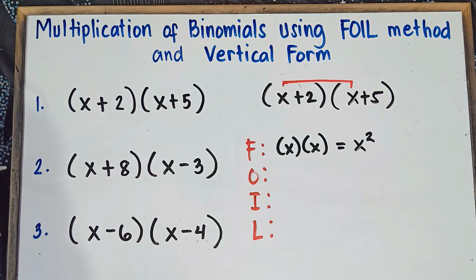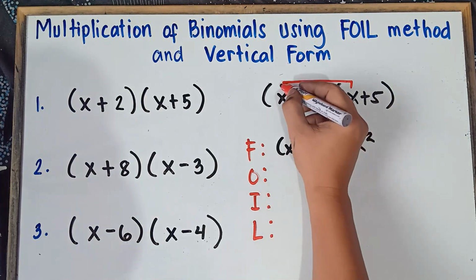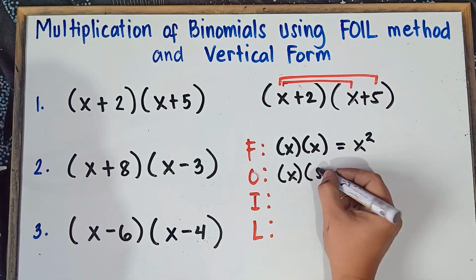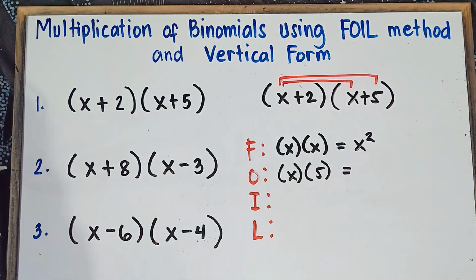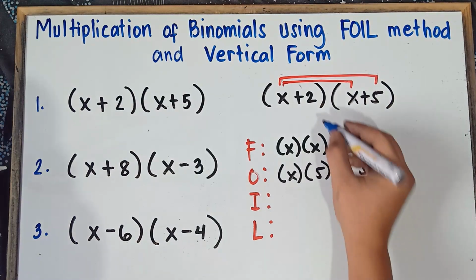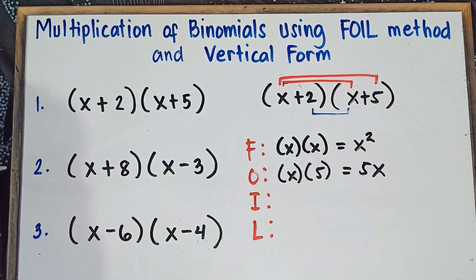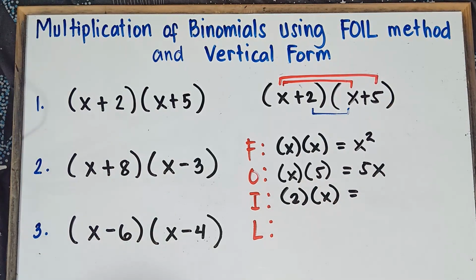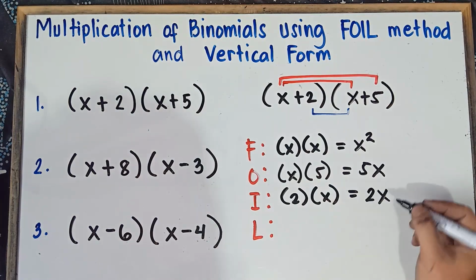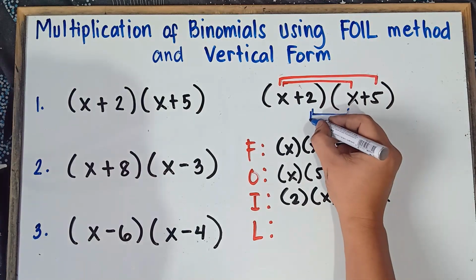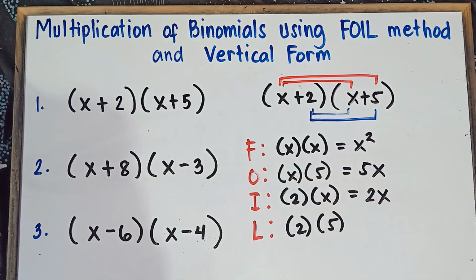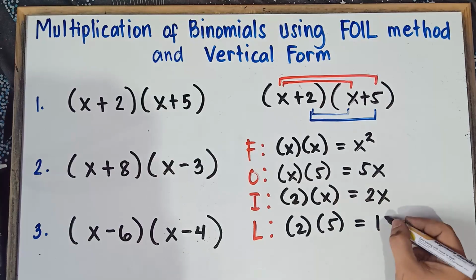Alright, so that would be the first term, and then outer terms, x times positive 5. Positive x multiplied by positive 5, what would be the answer, class? That's correct, that would be positive 5x. Alright, and then inner terms, 2 times x. What would be the answer, class? That's correct, that would be positive 2x. And then last term, positive 2 times positive 5, what would be the answer, class? That's correct, that would be positive 10.